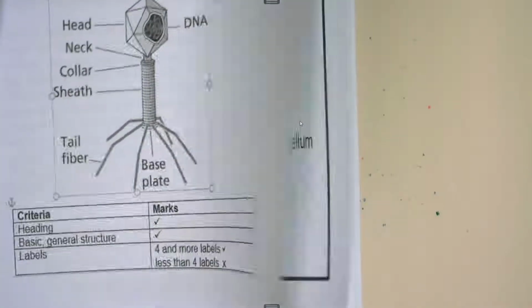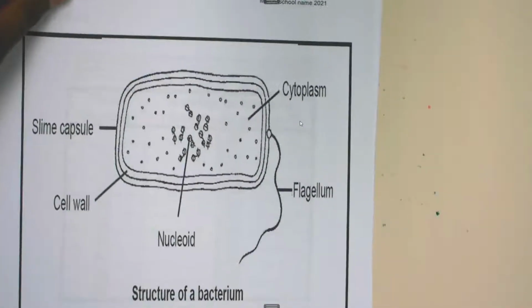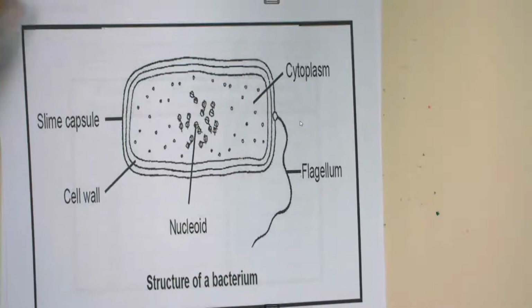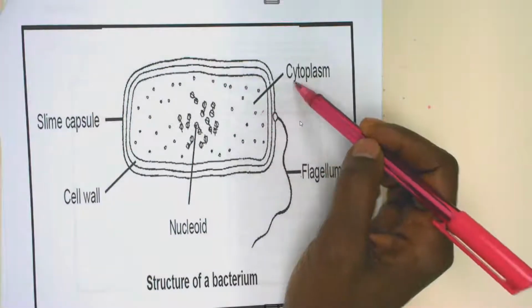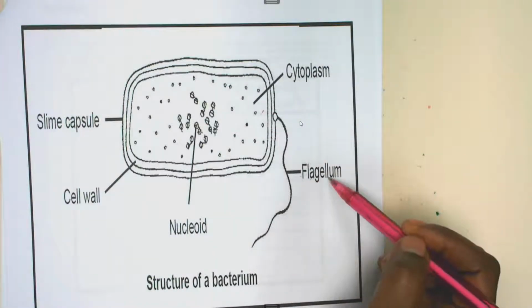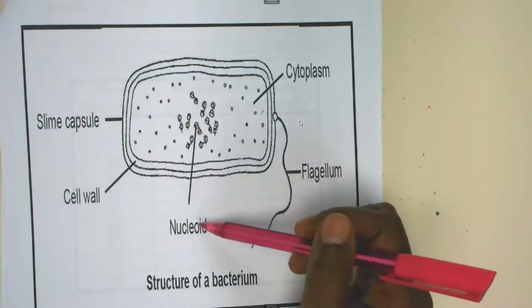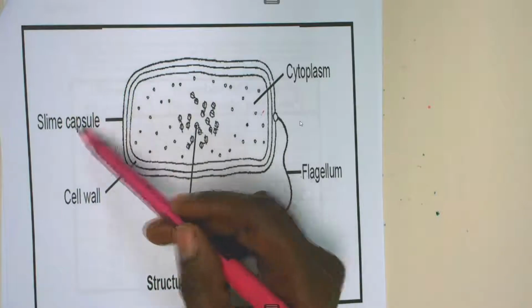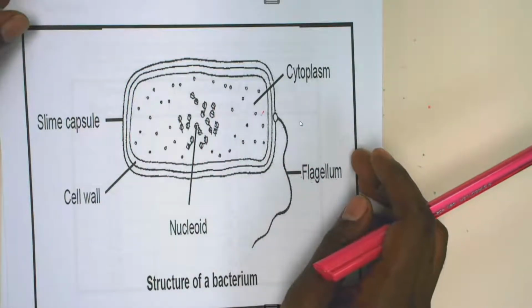And then let us look at the structure of a bacteria. So please remember that you also have to know this structure. So here is the structure of the bacteria. So we have the following labels: the cytoplasm and then the flagellum, which helps with movement. And then we also have the nucleus, the cell wall, and the slime capsule. So this is the structure or the diagram of the bacteria.